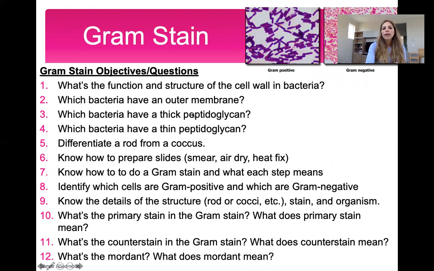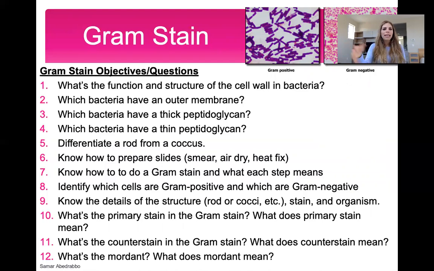And then finally, here are the objectives I want you to get from this lab. I want everyone to know the function and structure of the cell wall. The structure of the cell wall is that it's made up of peptidoglycans. So know the cell wall in gram-positive versus gram-negative bacteria: which one has an outer membrane, which has a thick peptidoglycan, which has a thin peptidoglycan. What a rod and coccus look like if I give you a slide image. How to do a Gram stain, what are the steps? So crystal violet, iodine, alcohol, safranin.